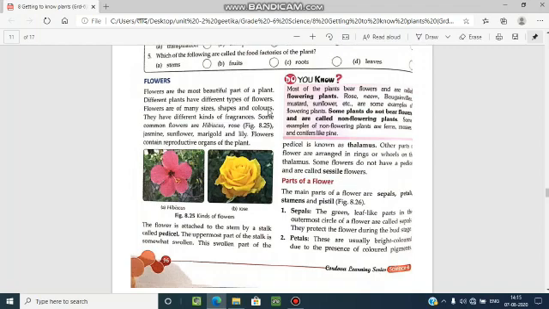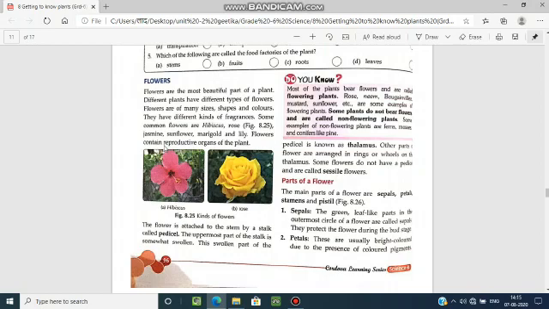Do you think that all flowers are the same size, shape and colors? No. All the flowers are different sizes, shapes and colors. They have different kinds of fragrance. Fragrance means smell. Some common flowers are hibiscus, rose, jasmine, sunflower, marigold and lily.